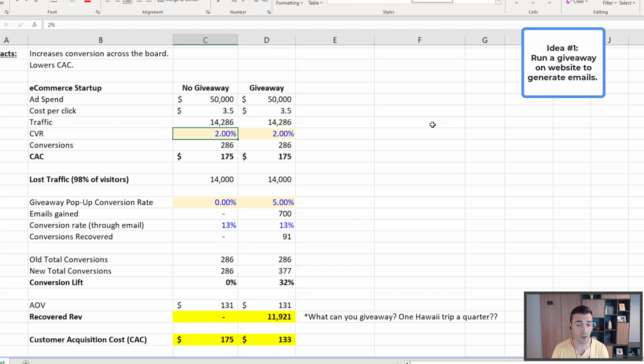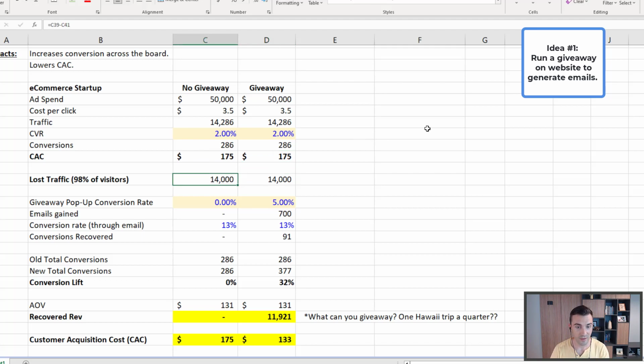The conversion rate on that traffic immediately is 2%. And so we have 286 conversions. If you look at the total ad spend divided by the total conversions, that's a $175 customer acquisition cost, so cost per conversion in terms of marketing investment. Up to that point, we're the same in both scenarios.